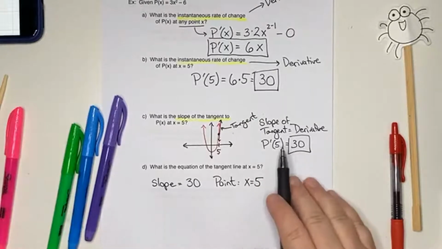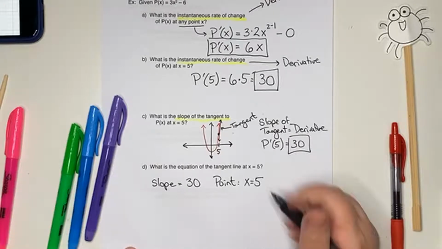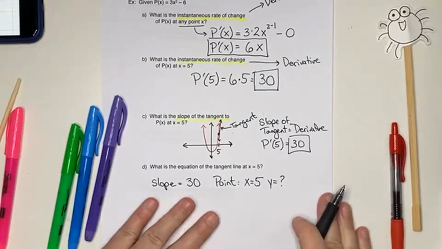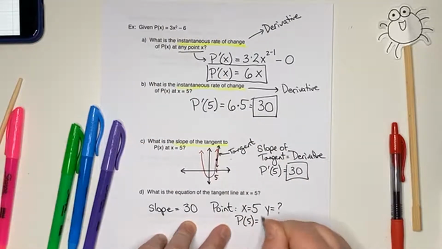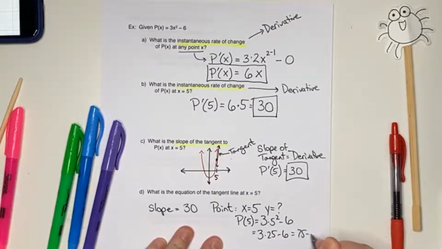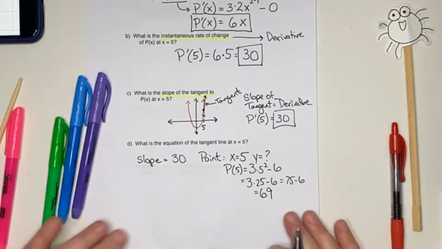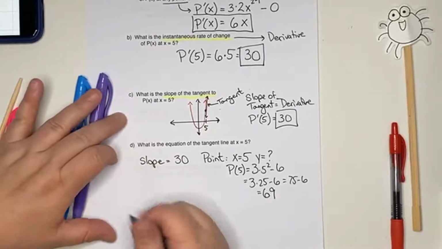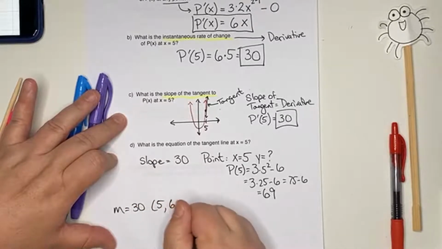Now here's the thing. Remember, when we plug in 5 to the derivative, we get the slope. If we want to find the y value, we have to go back up here to the original. P of 5 is 3 times 5 squared minus 6, which is 3 times 25 minus 6, which is 75 minus 6, which is 69. Okay, so the slope is 30, and our point is the point (5, 69).